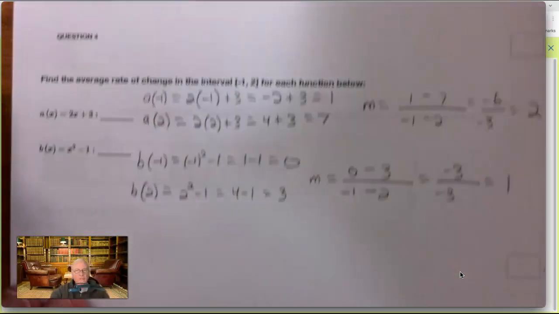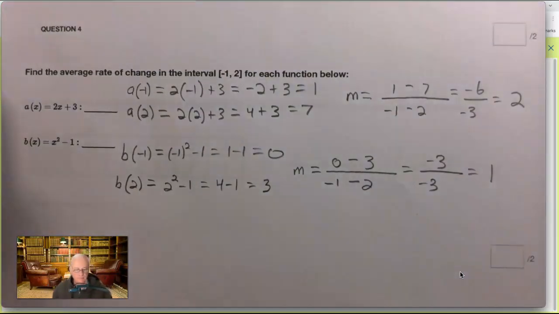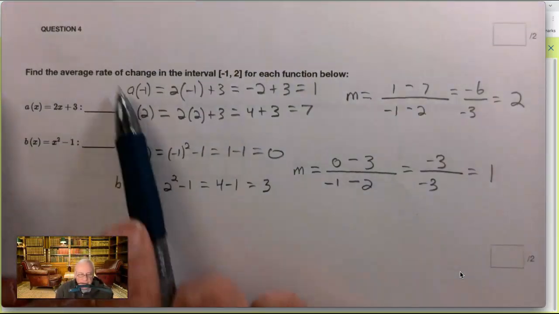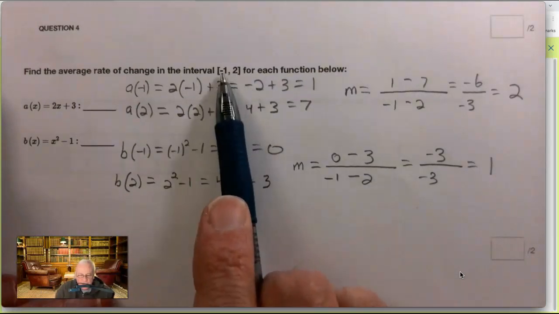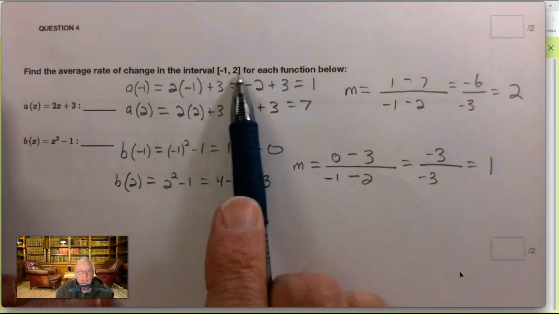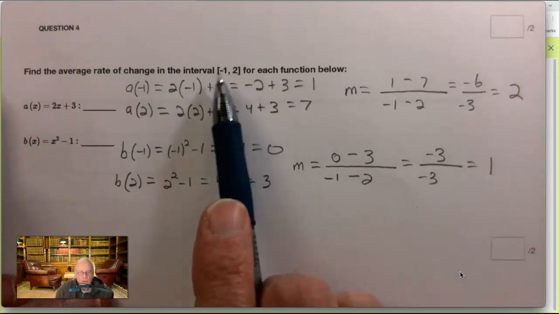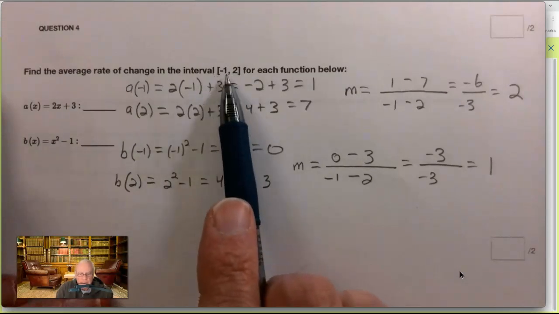All right, number 4. Again, the average rate of change for the interval negative 1 and 2. Again, those are both x. That's not a point, xy. Look at the square brackets. It's an interval.